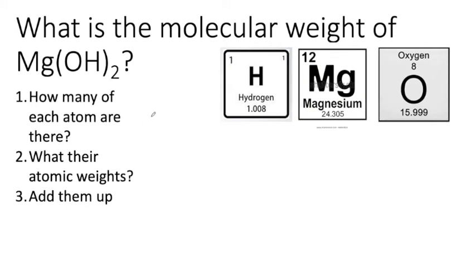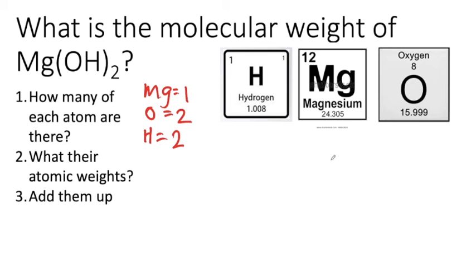Another one. Now we have parentheses, and hopefully you remember from last week what the parentheses mean. The little 2 applies to whatever is to its left. And so that means that the 2 applies both to the oxygen and to the hydrogen. All right. So how many of each atom are there? Well, we've got magnesiums, we've got oxygens, and we've got hydrogens. And we only have one magnesium, we've got 2 oxygens and 2 hydrogens, because there's OH, but we're saying that there's 2 of these, right? And so that means there's 2 oxygens and 2 hydrogens.